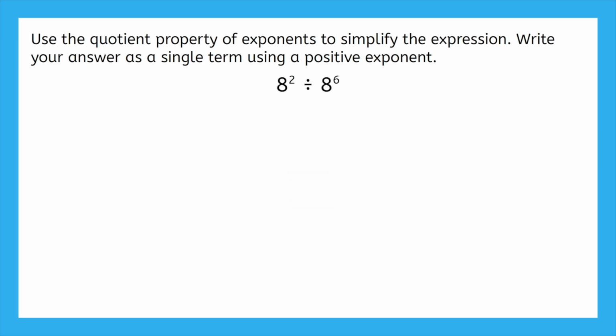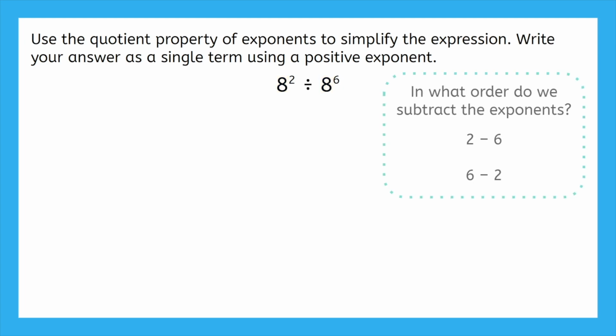Here's another one. Use the quotient property to simplify 8 squared divided by 8 to the 6th power. Again, we'll write our answer with a positive exponent.